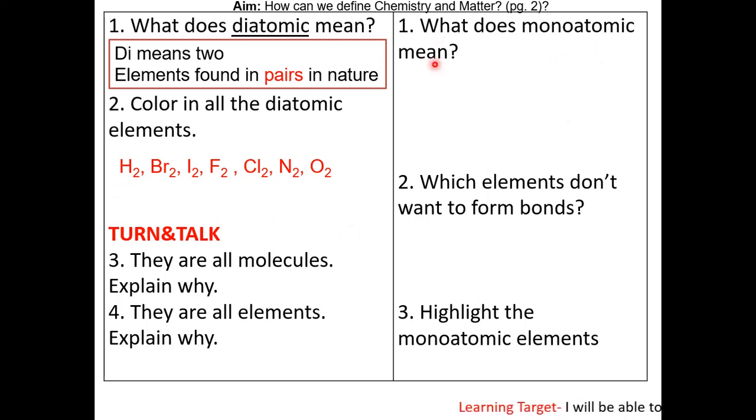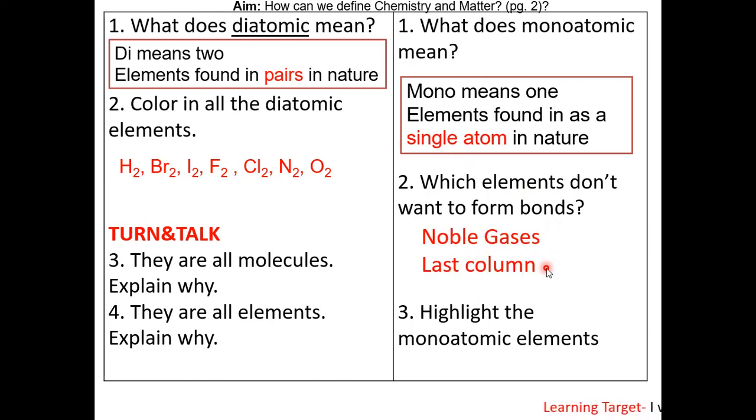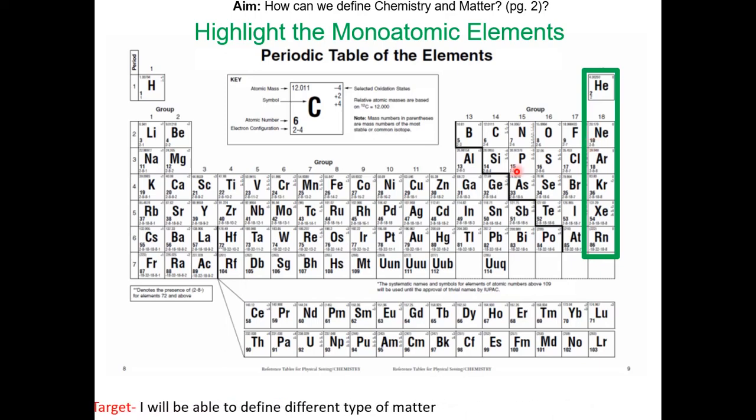What does monatomic mean? Mono means one, therefore, monatomic elements are found as a single atom in nature. Since these elements are found as a single atom, they do not bond. These are known as the noble gases, and are found in the last column on the periodic table. Highlight the monatomic elements in your packet. On the Regents exam, you have to memorize the diatomic and monatomic elements. The monatomic elements are relatively easy to memorize since they are in the last column on the periodic table.